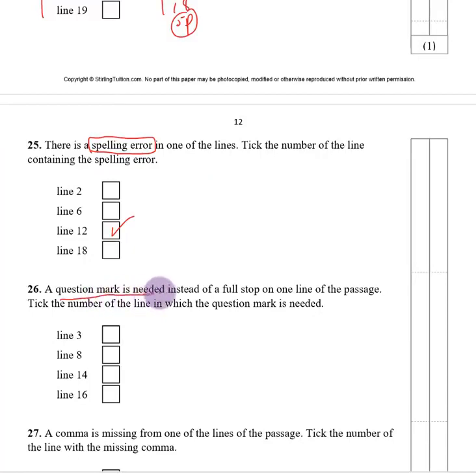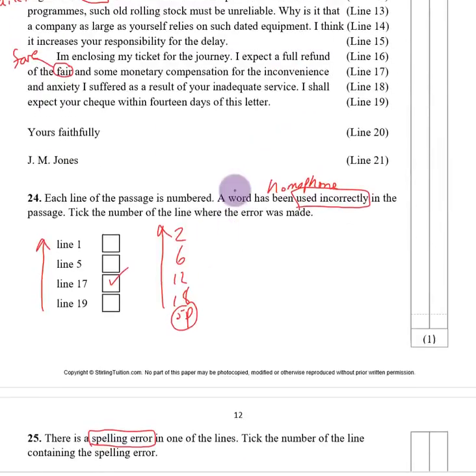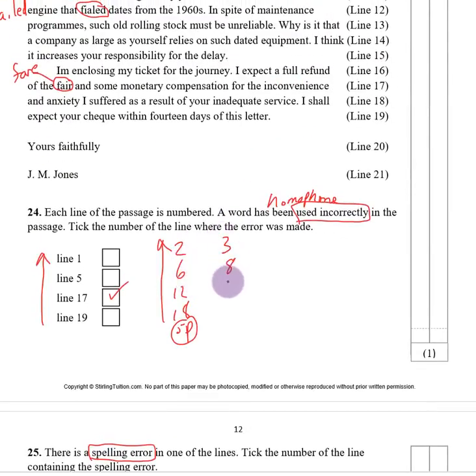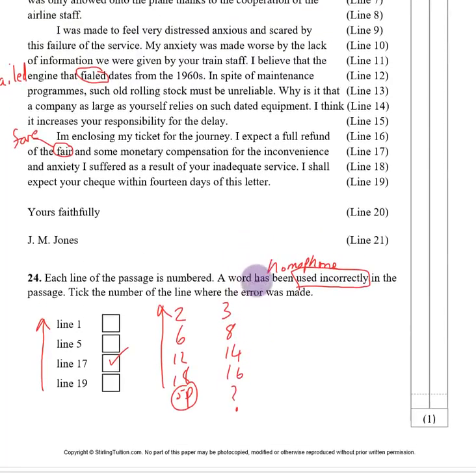Now a question mark is needed instead of a full stop. I stop reading there. I don't need to read anymore. And I remember 3, 8, 14, 16. So 3, 8, 14, 16, question mark. Again, starting from the bottom, working my way up. So start with 16. I'm enclosing my ticket for the journey.